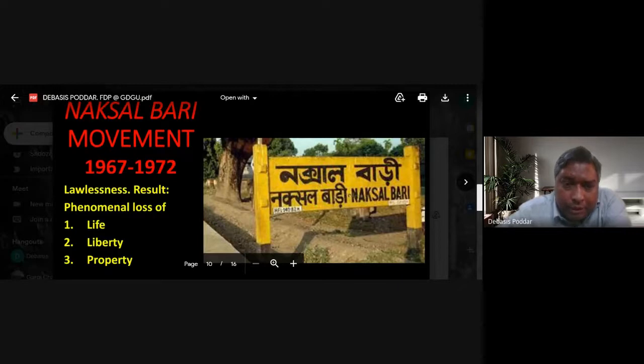I am not speaking about the sporadic ambush cases that occur nowadays. I am speaking about the Naxalbari movement, 1967 to 1972: huge loss of life, liberty, torture meaning loss of dignity, loss of property, etc. So the impact was very, very similar, if not exactly the same.